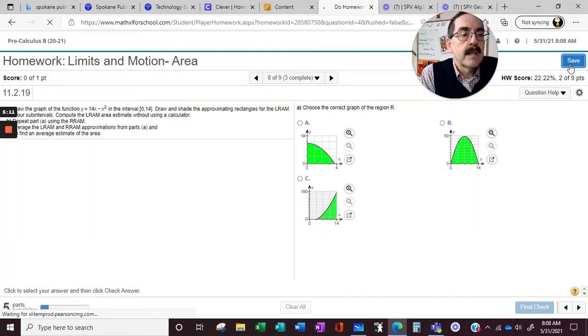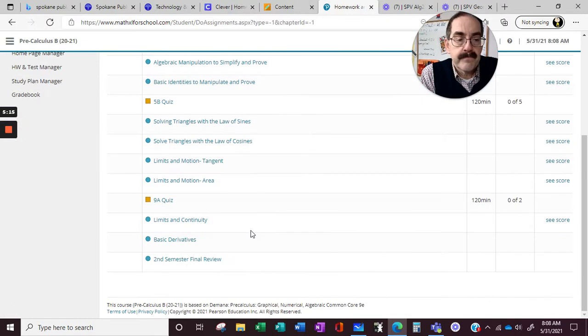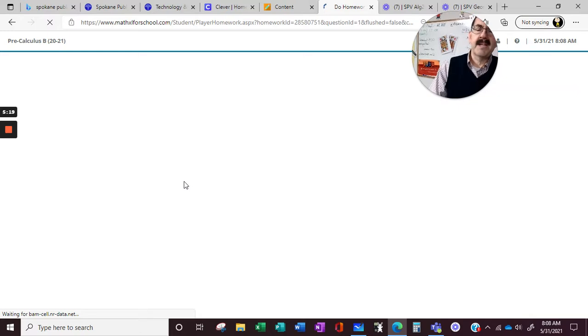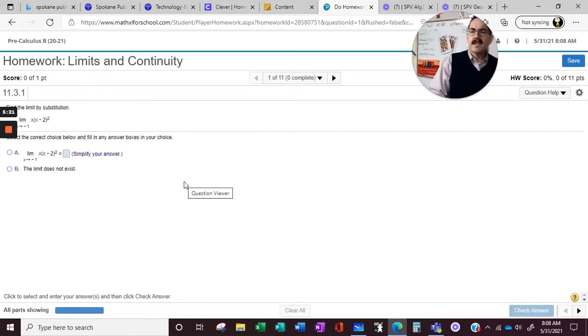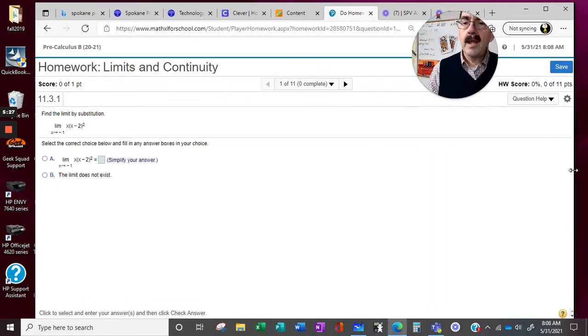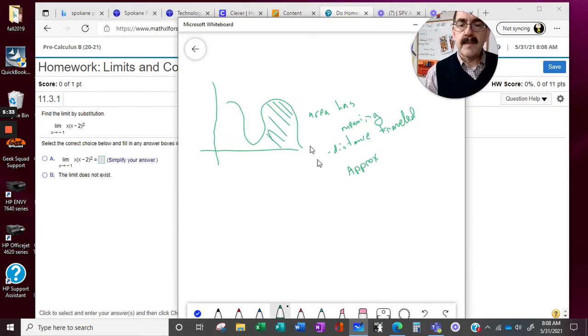All right, let's move forward to limits and continuity. What does that mean, limits and continuity? Okay, so what is the limit of this function as we approach negative 1? Okay, and let's just write this out.